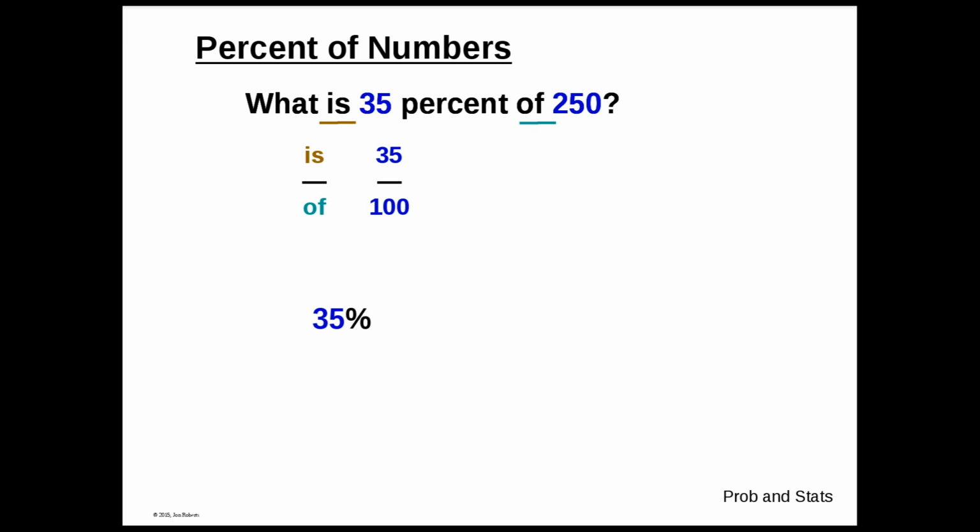In this case, the of number is 250. We're taking 35% of 250. But the is number is the number we don't know. What is that 35% of 250? Once we've created this proportion, we can cross multiply.